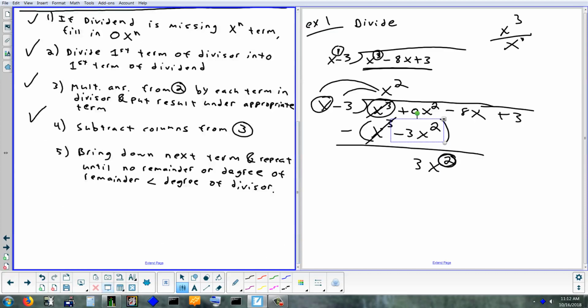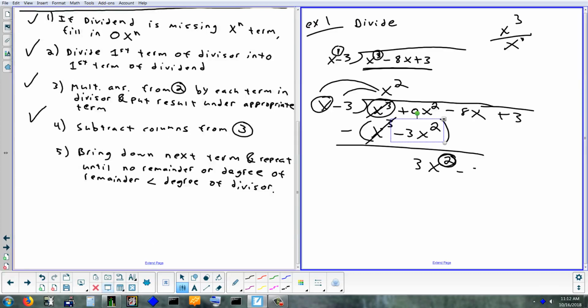Okay, so once we subtract our columns, bring down the next term, which I should probably do right now, minus 8x. And I'm going to keep going until the degree of the number on the inside is smaller than the degree of the number on the outside. Because once the one on the inside is smaller, then the one on the outside can't go into it. It doesn't work. Something bigger doesn't go into something smaller. The other way around. Or we might end up with no remainder. Some problems we will get no remainder. Some we will, some we won't.